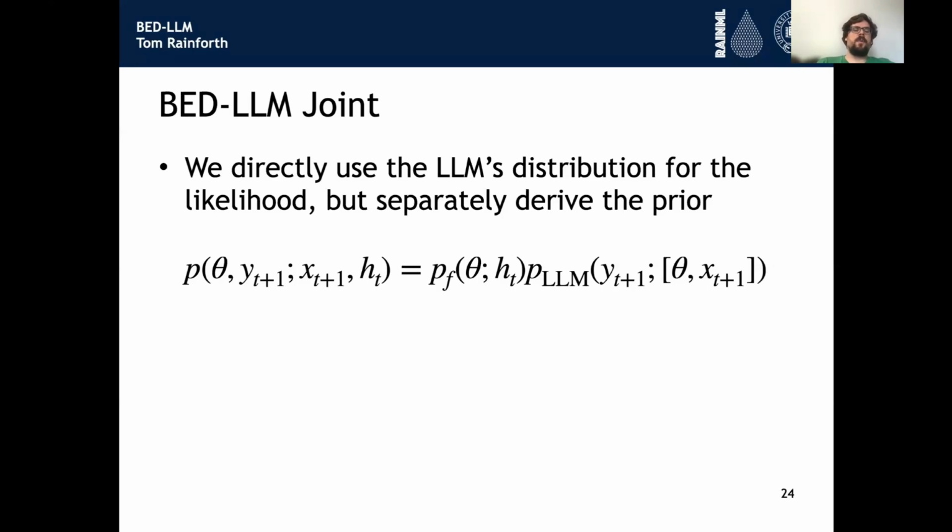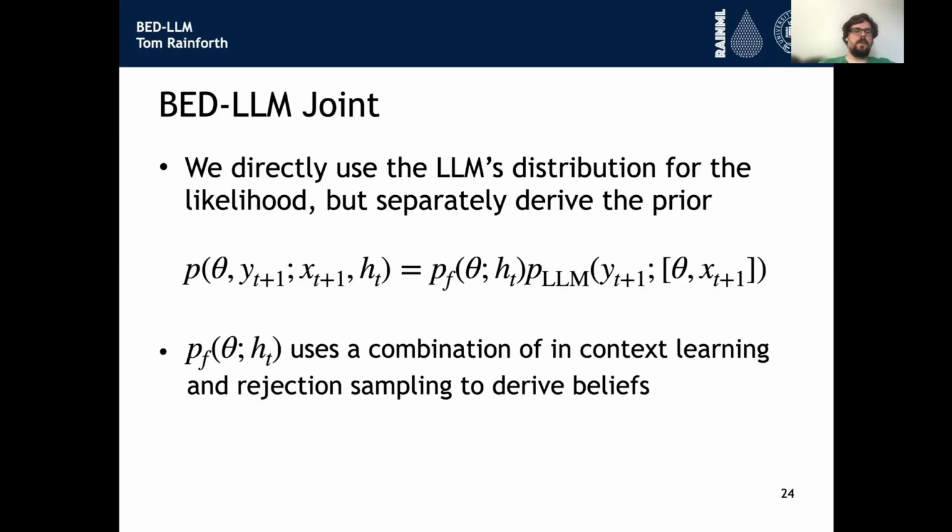But for the prior, we're actually going to deviate. We're going to see in a sec that the prior induced by the LLM, given the history, is very ineffective. We're going to do a more almost Bayesian approach to derive that prior so that we can work with things effectively. Specifically, we're going to use a combination of in-context learning and a more rejection sampling based approach to derive what this PF is, where PF is essentially the beliefs that we've got about what we're learning about, these theta variables, as we go forward.